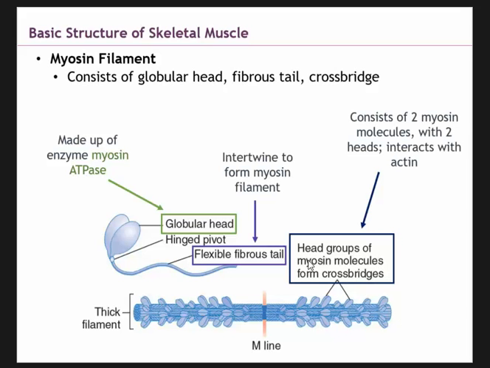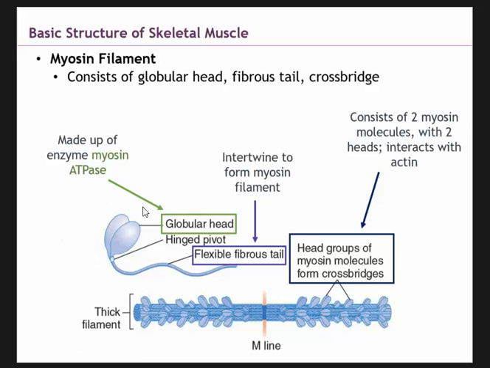Okay, next is what we call a cross bridge. The head groups of the myosin molecules form cross bridges. When I say cross bridge or cross bridging in a muscle, a cross bridge consists of two myosin heads, so two myosin molecules, interacting with actin. When they interact together, that forms the cross bridge. All right, so I think that's myosin.